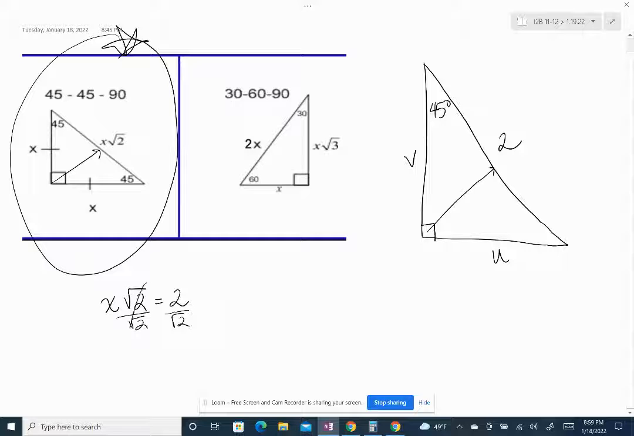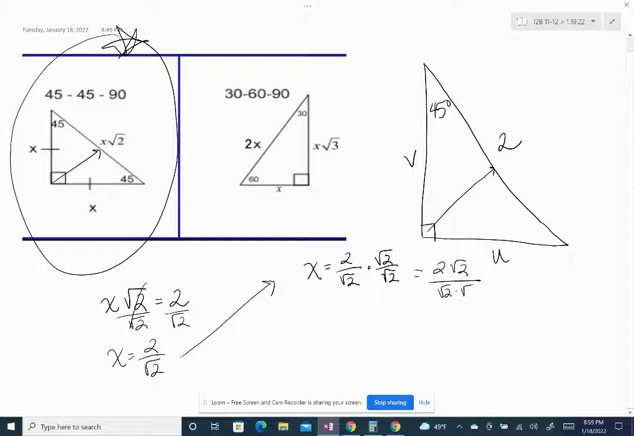Okay, that cancels out. x is equal to 2 over the square root of 2. The only thing is it's not simplified when you leave a square root at the bottom. Remember, anything divided by itself is 1. So essentially we're going to be multiplying by 1 right now. And when anything is multiplied by 1, it keeps the same value. So multiply it by square root of 2 over the square root of 2. That's going to give me 2 square root of 2 over square root of 2 times square root of 2.